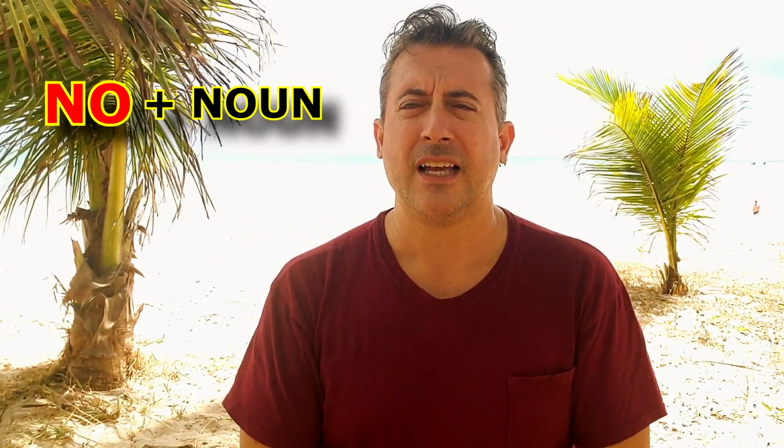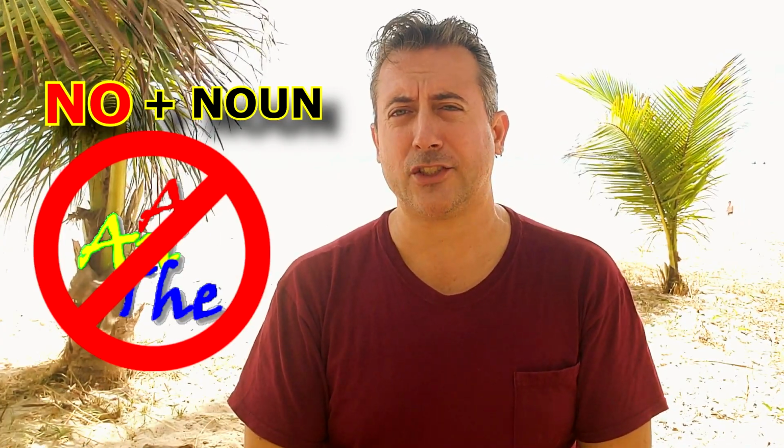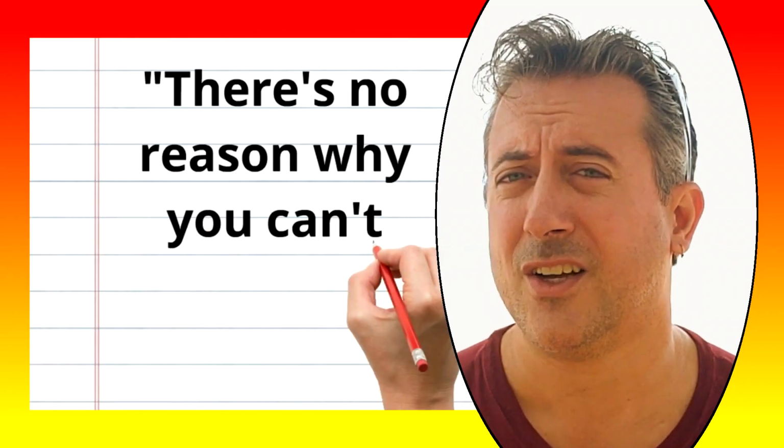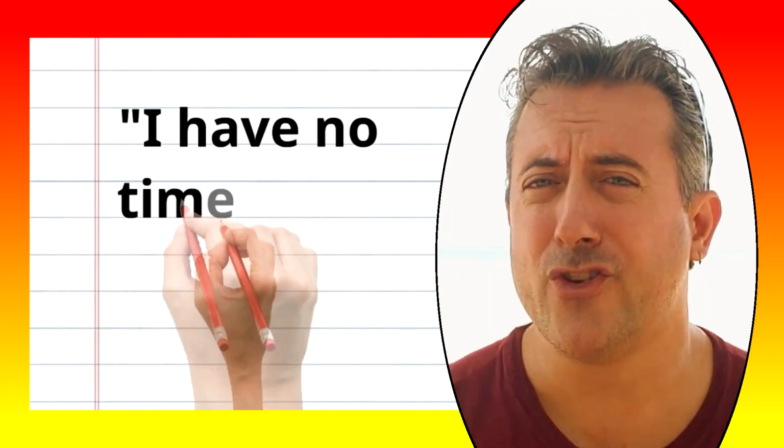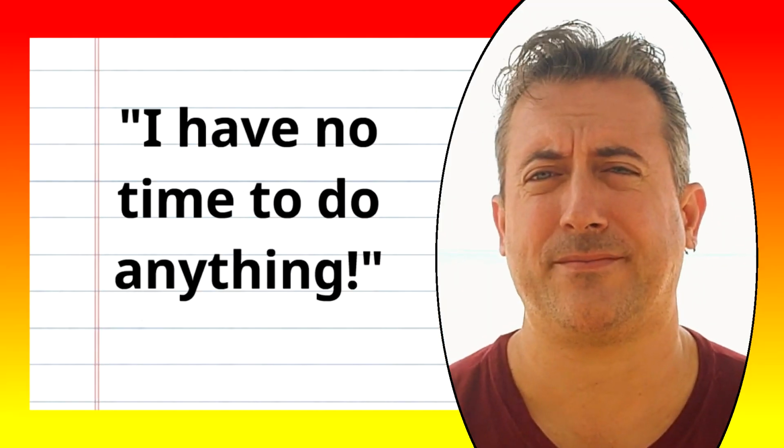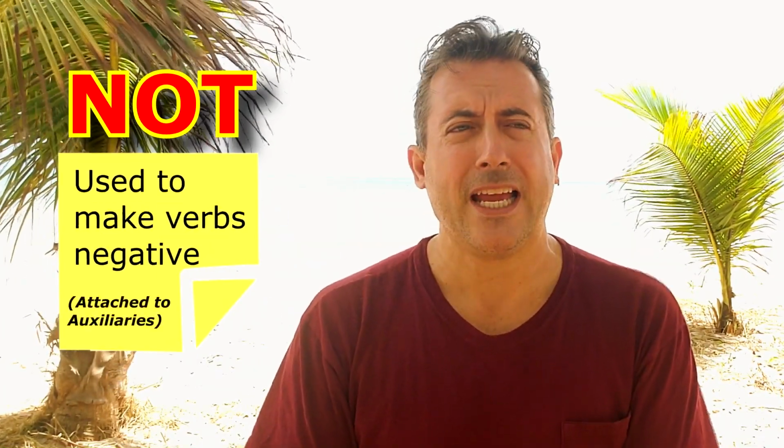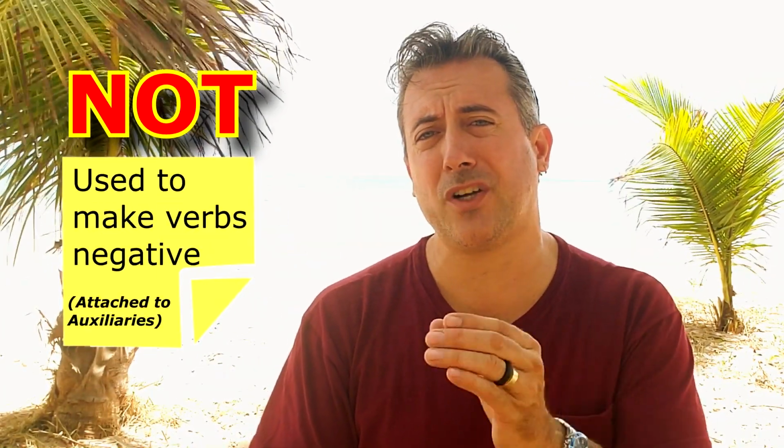So, how do we use each of these words? No is often used with a noun that has no article, right? So, there's no reason why you can't understand this. Or, I have no time to do anything, okay? Not is used to make basically a verb negative, right? And you often have to attach it to the auxiliary.